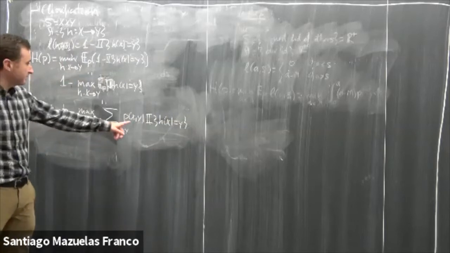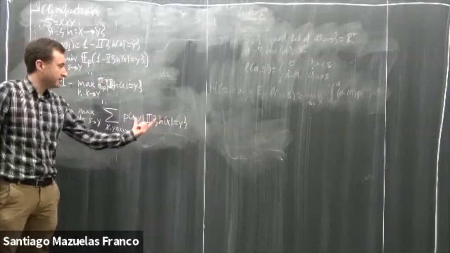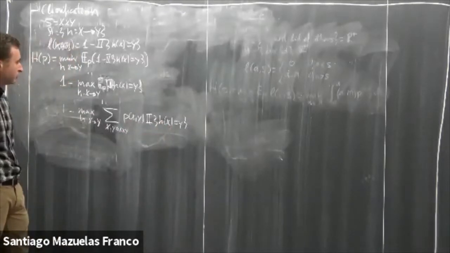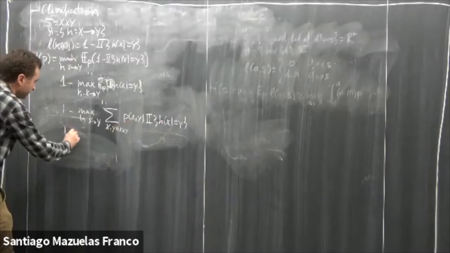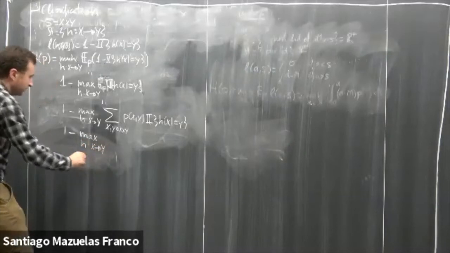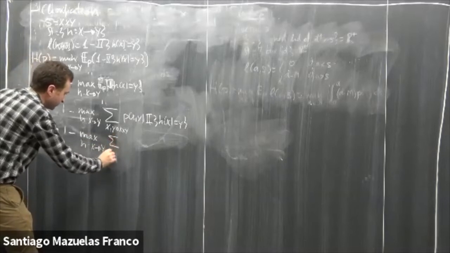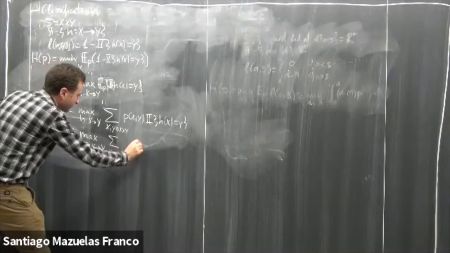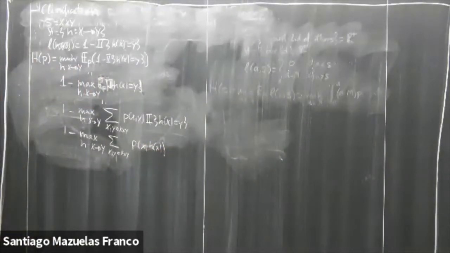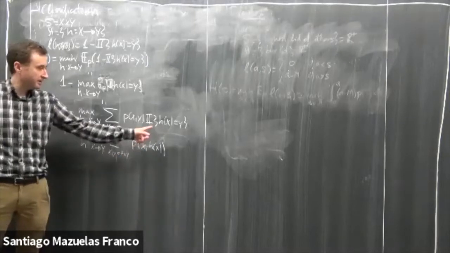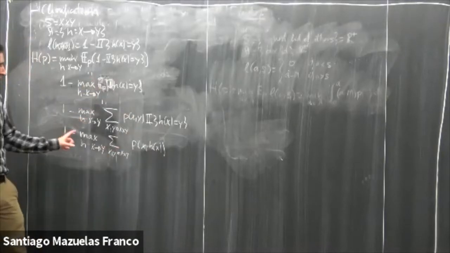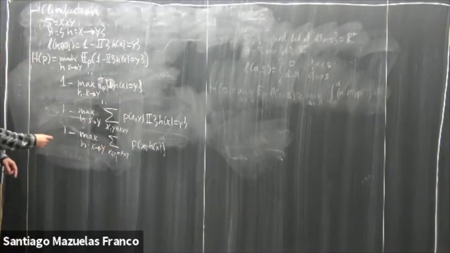All right, so let's get going. Well, this thing is zero if h of x is different from y, and is one if h of x is equal to y. So then it means that we get the probability of x and y when h of x equals y. Okay, good. So all the other probabilities disappear, and the only ones remaining are those. This is just a little bit of notation.